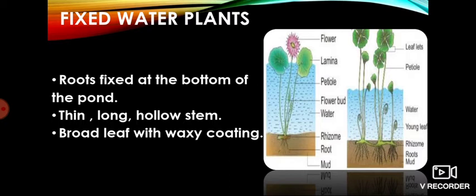Leaves of these plants are broad and flat, with a waxy coating on the surface to prevent them from rotting. Water lily and lotus are common examples of fixed water plants.